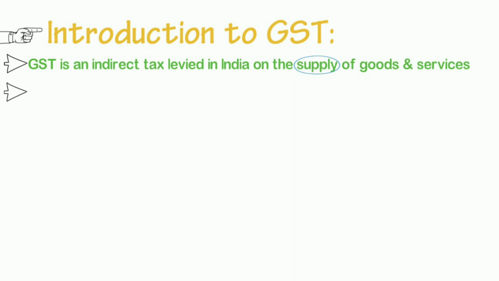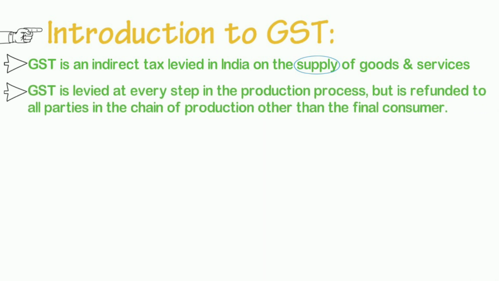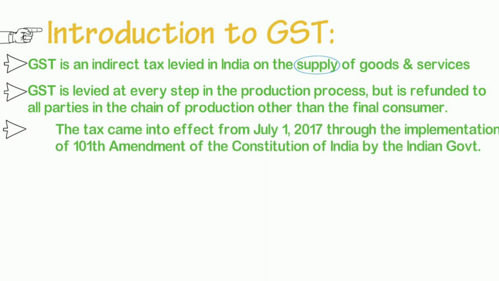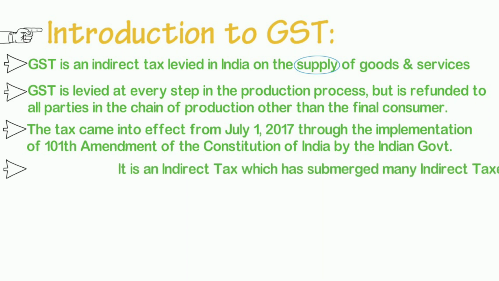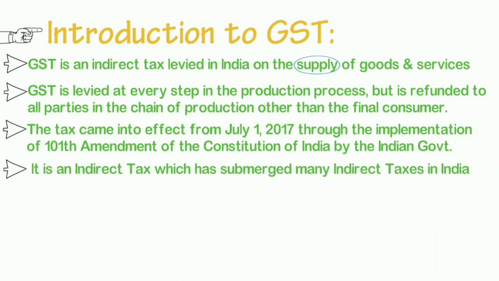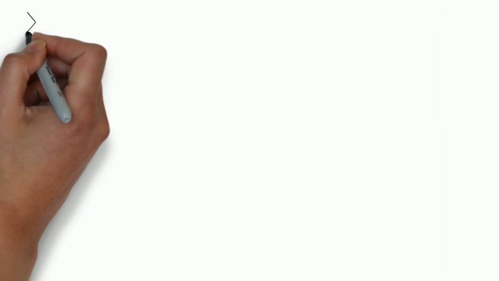Then GST is levied at every step in the production process, but is refunded to all the parties in the chain of production other than the final consumer. This means the final consumer has to bear the whole burden of GST, which is the basic rule of indirect taxation. Then it came into effect on 1st July 2017 through the implementation of the 101st Amendment of the Constitution of India by the Indian government. It is an indirect tax which has submerged many of the indirect taxes in India, like excise, VAT, many local taxes and cesses, and many more.